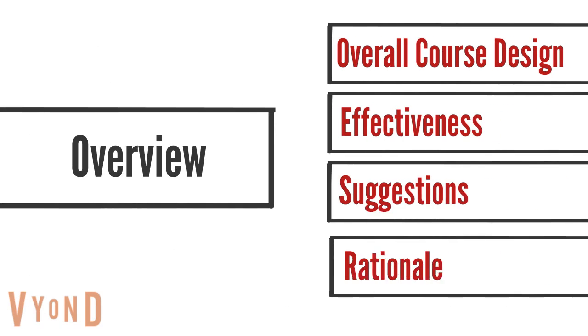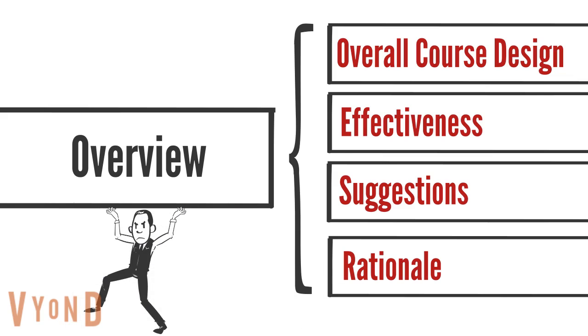The goal of this case study is to deliver the results of the analysis by identifying 3 areas of the course that proved to be effective, as well as 3 areas that can be improved. To accomplish this, I will discuss the overall course design, the effective aspects of the course, suggested improvements, and the rationale behind my decision.